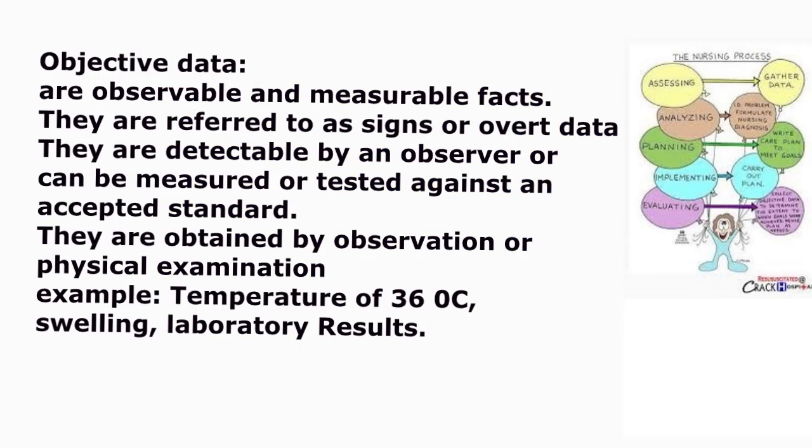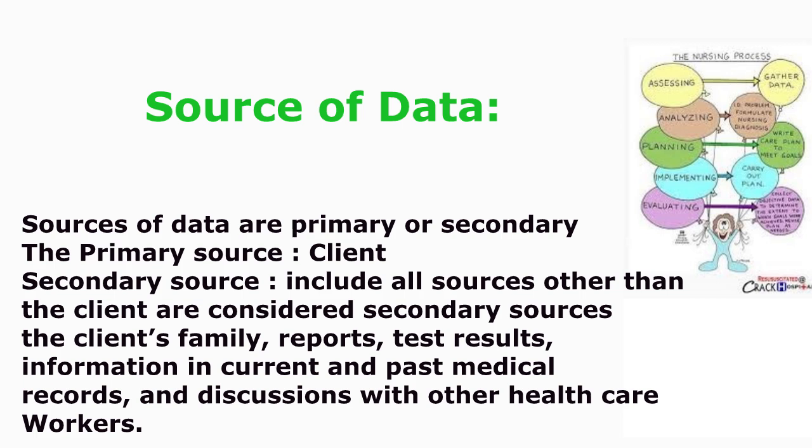Objective data are observable and measurable facts. They are referred to as signs or overt data. They are detectable by an observer or can be measured or tested against an accepted standard. They are obtained by observation or physical examination. Examples: temperature of 36.0 C, swelling, laboratory results.